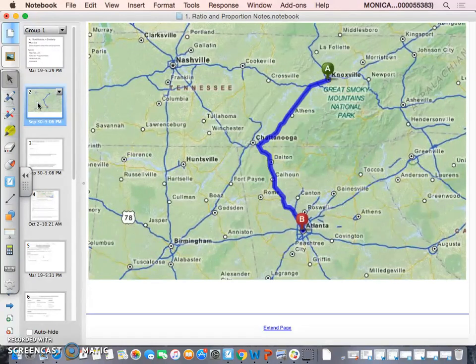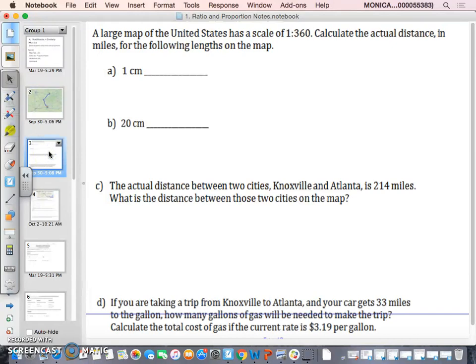Since this is the map, it has a scale of 1 centimeter is equal to 360 miles. This ratio right here, that's how we draw a ratio. That's telling me 1 centimeter equals 360 miles in real life.